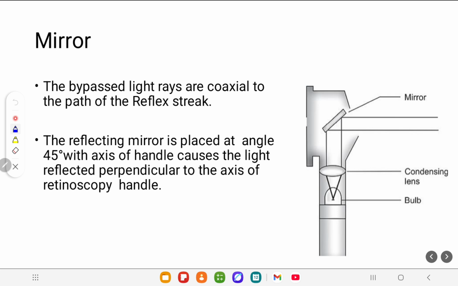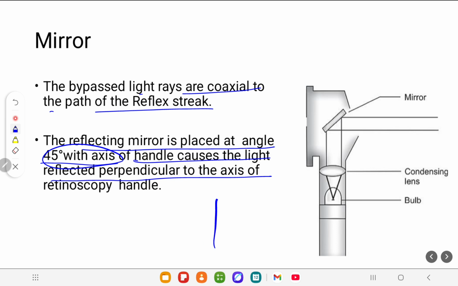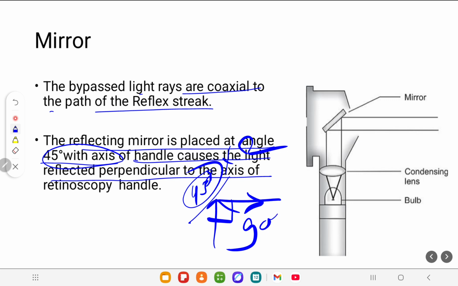So the mirror bypasses the light rays in the coaxial path of the reflex. The reflecting mirror is placed at a 45-degree angle to the handle, which causes perpendicular light, isn't it? Light comes from below at a 45-degree angle, and we know that whenever a mirror is at a certain angle, it will create the reflection at exactly double the angle. So that's why light goes exactly 90 degrees. That's the basic concept.